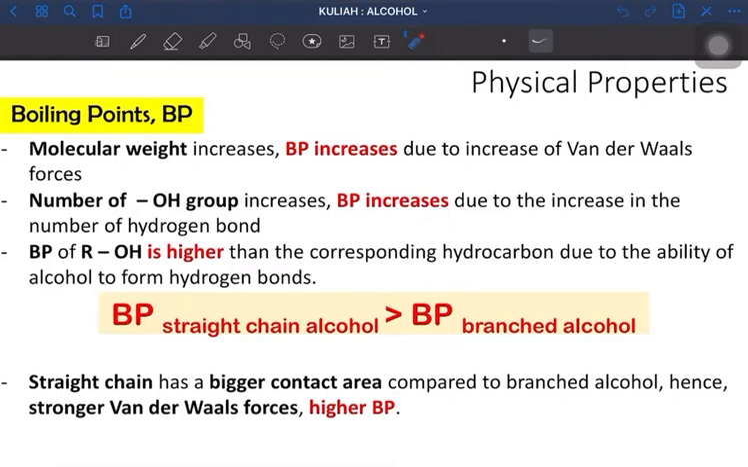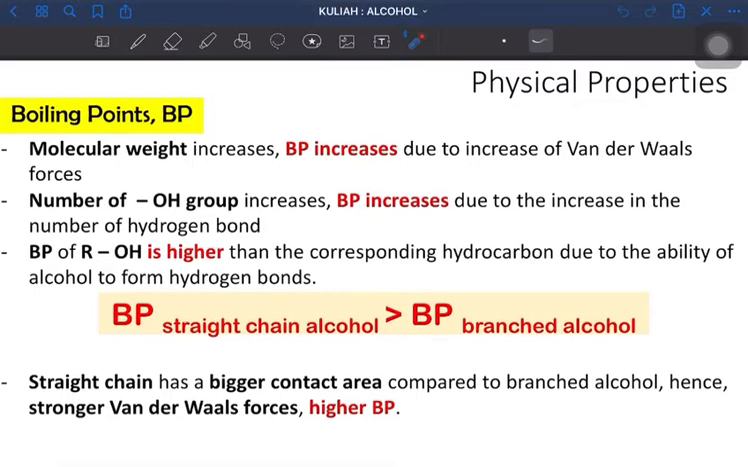Kenapa? Sebab dia akan menyebabkan lebih banyak hydrogen bond boleh form. Okay, so the number of OH group increase, the boiling point increase due to the increase in the number of hydrogen bond. So, sebab kita tahu hydrogen bond is stronger compared to van der Waals forces. Okay, jadi kalau lagi banyak OH group, means lagi banyak hydrogen bonding boleh form, makanya lagi susah lah untuk kita overcome the forces. That's why the boiling point increases.